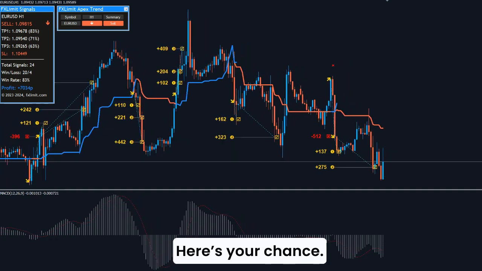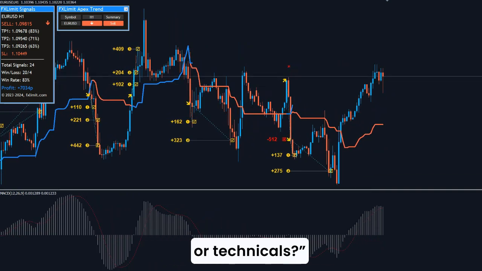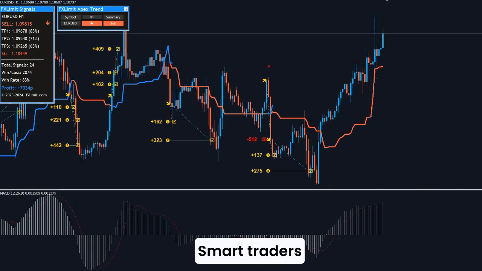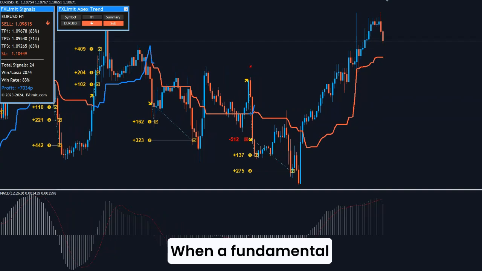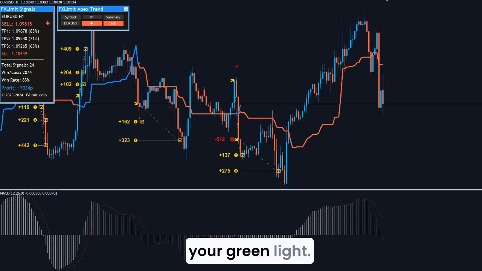Traders often ask, should I choose fundamentals or technicals? The truth is, you don't have to pick sides. Smart traders use both. When a fundamental release confirms the technical trend or vice versa, that's your green light.